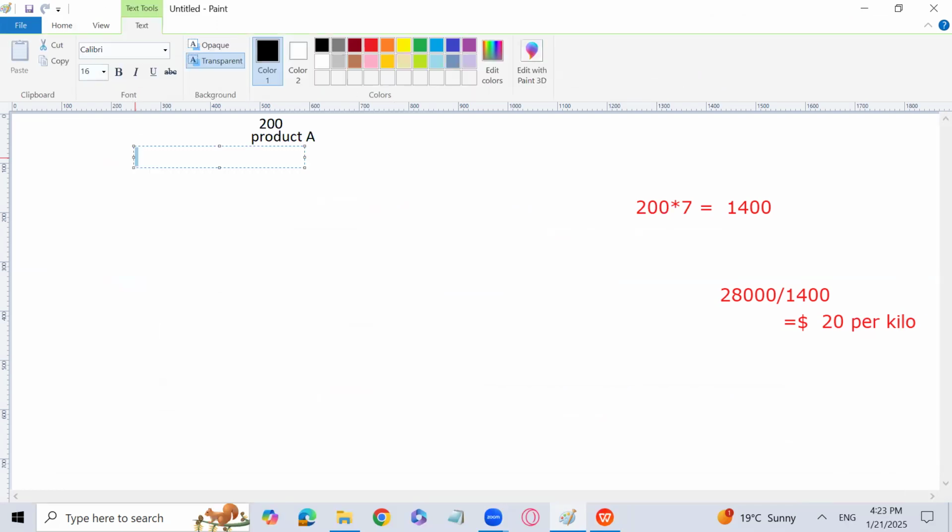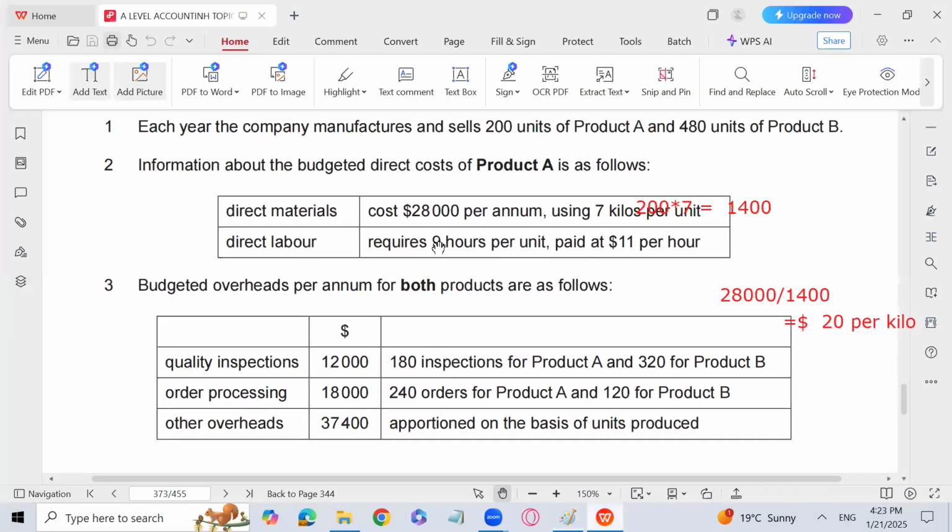So we'll start with the direct material. Direct material per unit, we have already calculated 7 into 20. That is going to be how much? 140. Then direct labor is going to be how much? That is going to be 9 into 11, because 9 hours per unit and $11 per hour. That is going to be 99. Let me show you again, 9 hours per unit into $11 per hour. So 9 into 11, 99 per unit.